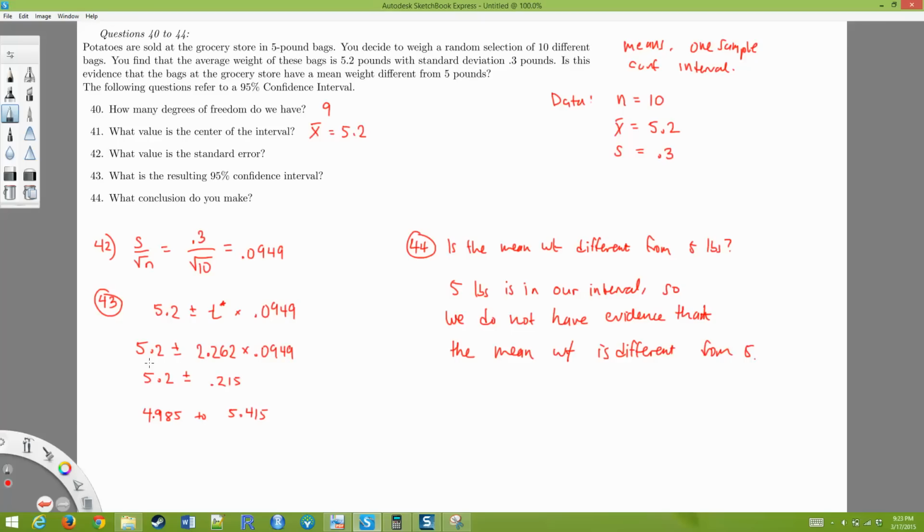Does it mean that 5 is the mean weight? No, it doesn't mean that the mean weight is 5. It just means after looking at 10 bags, that's not enough to come to a conclusion. Maybe if we looked at 100 bags, then we would have a better idea. But looking at 10 bags alone, it's not enough for us to say the mean weight is different.